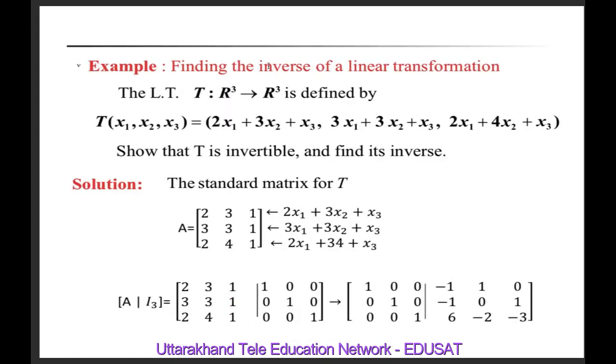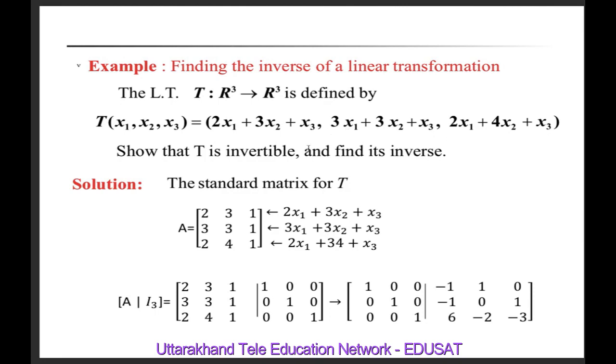So we will find here the inverse of a linear transformation. In this example, T is given to be a linear transformation from R cube to R cube and it is defined as T of x1, x2, x3 equals 2x1 plus 3x2 plus x3, 3x1 plus 3x2 plus x3, 2x1 plus 4x2 plus x3. Now we will show that T is invertible and find its inverse.